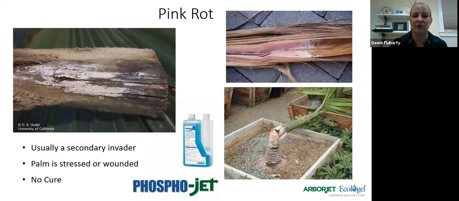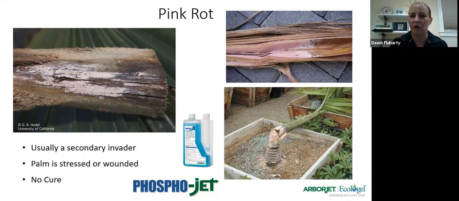So we use Phosphojet to fortify the plant material. It works actually quite well, but keep in mind it's not curative. If you already have it in your trunk and your trunk is looking weak and has a ton of decay, you're looking at a liability issue. You want to assess that for possible removal.